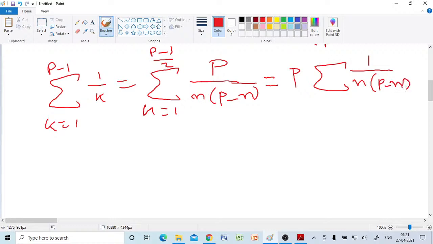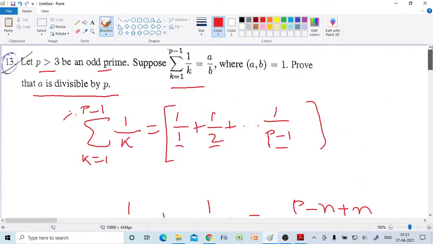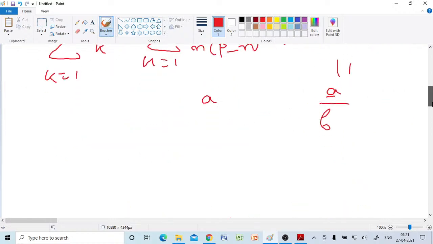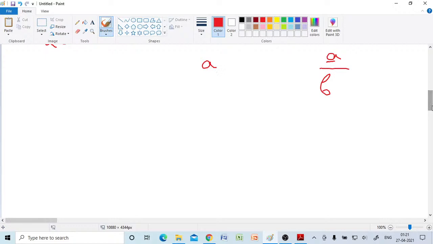So if this thing is equal to a by b, then obviously p and a, or a must divide b. P must divide a. Just a second. P is a prime number, so yeah, p must divide a. So obviously p divides a. Okay. So this was the proof.